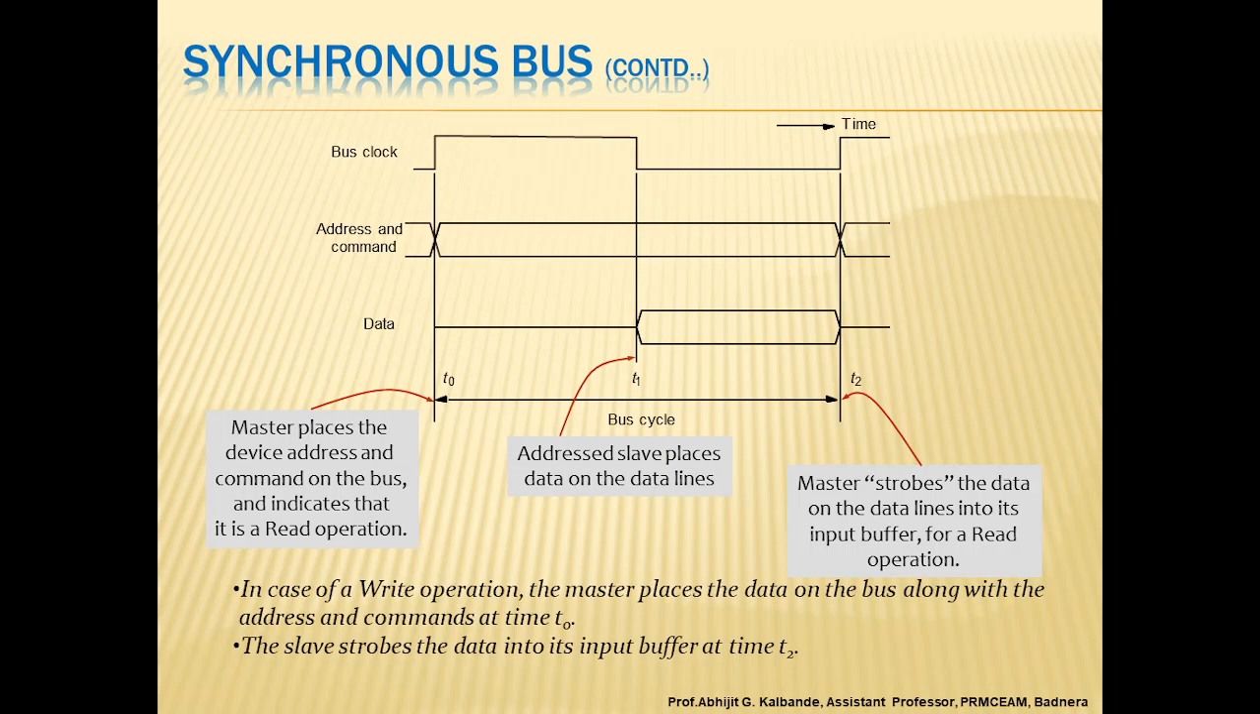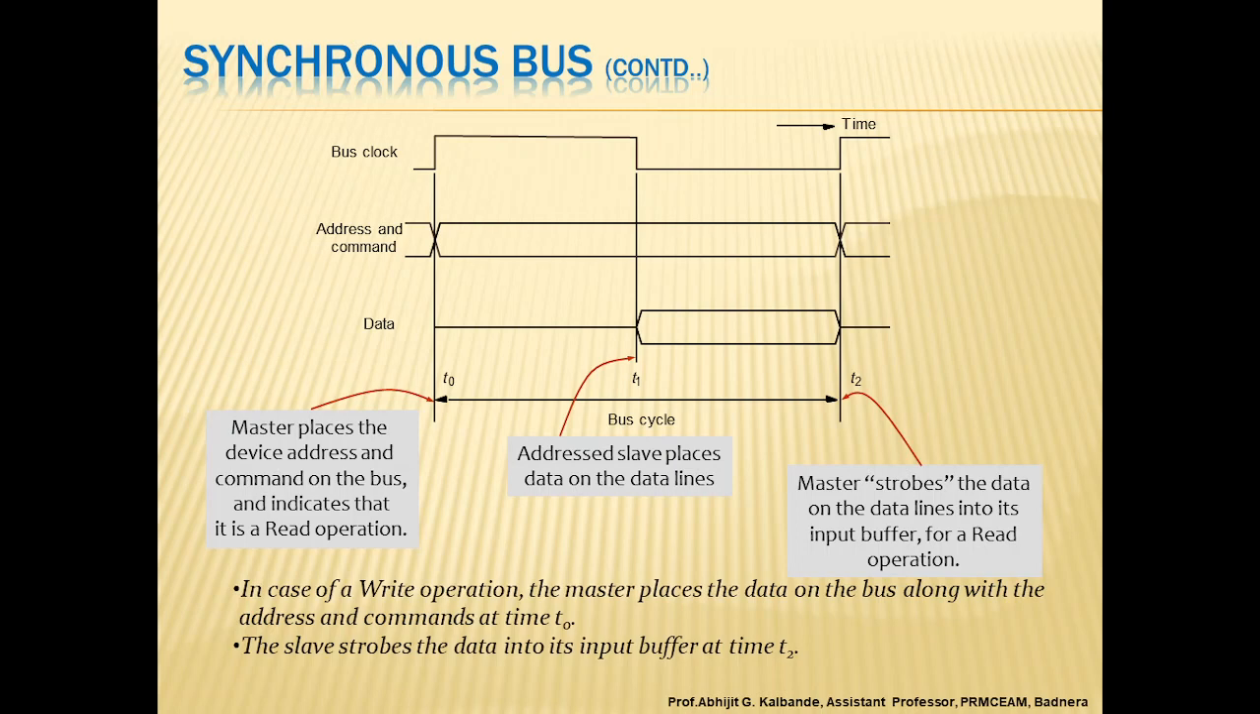For example, we will take a simple example. Let us consider the sequence of events during an input operation, which may be a read operation. At the time T0, the processor places the device address on the address lines and sets the mode control lines to indicate an input operation. This information travels over the bus at a speed determined by its physical and electrical characteristics.